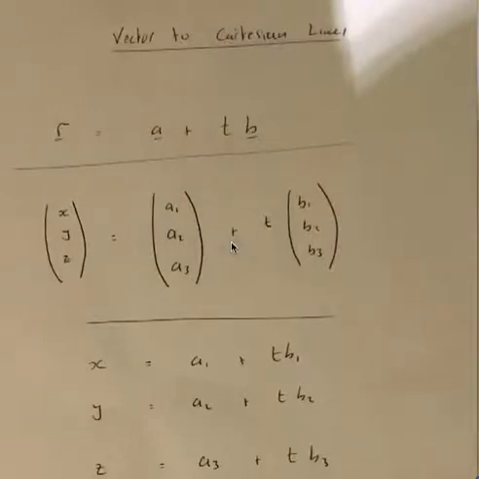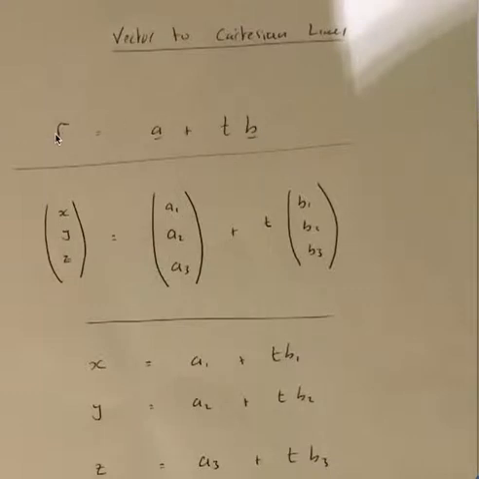This is a quick lesson to take you from the vector equation of a straight line to the Cartesian equation of a straight line. We're working in 3 dimensions here. So you know straight away that the vector equation of a line is r equals a plus tb, where a is a point which the line passes through and b is the direction vector of the line.